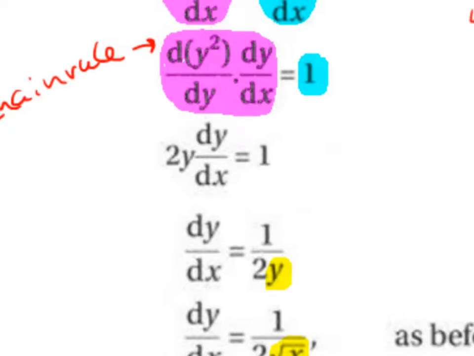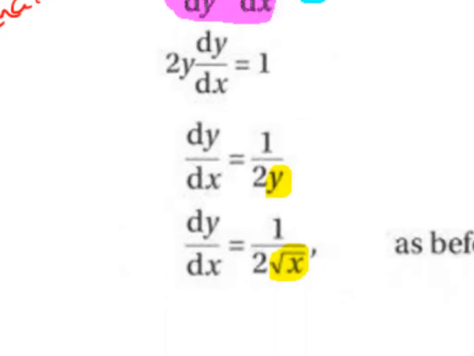Okay, so d(y squared)/dy, to differentiate y squared with respect to y gives us 2y. So the derivative of y squared with respect to y is 2y. We bring the power down in front, the 2 comes down in front, we reduce the power by 1, 2 take away 1 is 1. So you get 2y to the power 1 or just 2y. This is multiplied by dy/dx, so we just leave dy/dx as it is, and this is equal to 1.